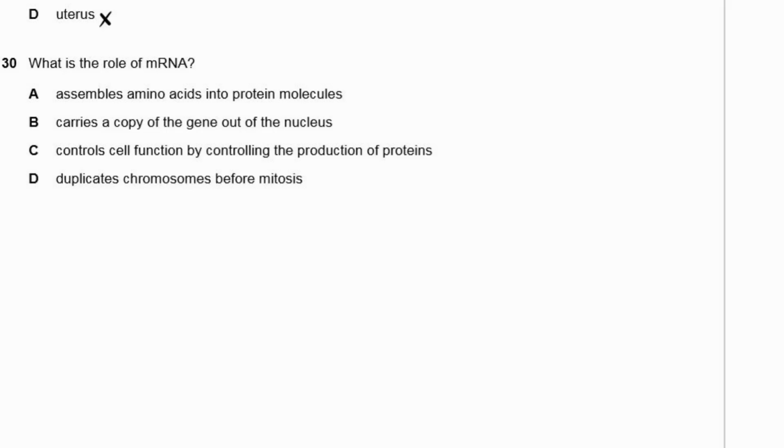Question 30. What is the role of mRNA, messenger RNA? Is it that it assembles amino acids into protein molecules? Nope, that sounds like ribosomes. Carries a copy of the gene out of the nucleus? Yep, that sounds like a good answer. Controls cell function by controlling the production of proteins? Nope, that sounds a lot like the ribosomes as well. And duplicates chromosomes before mitosis? No, that's the centrioles. So the answer is B.